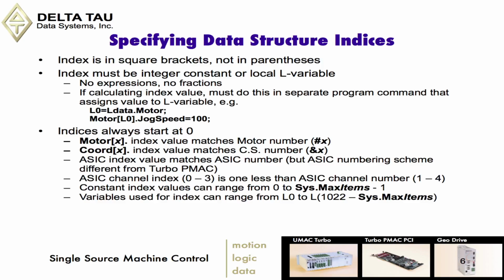And constant index values range from 0 to Sys.MaxItems minus 1. So this is the item that gives you the max, the structure name that tells you the maximum number of indices that I can use on any particular PMAC structure name.